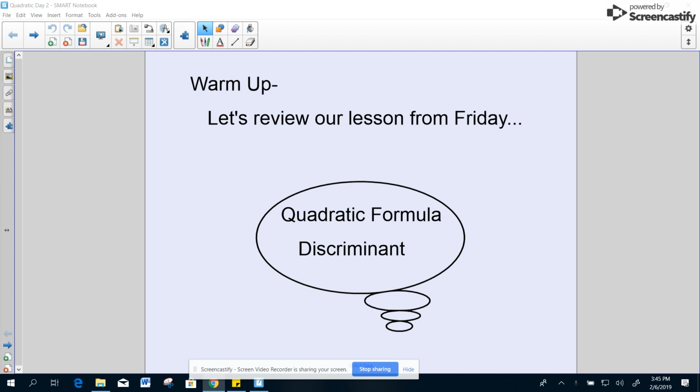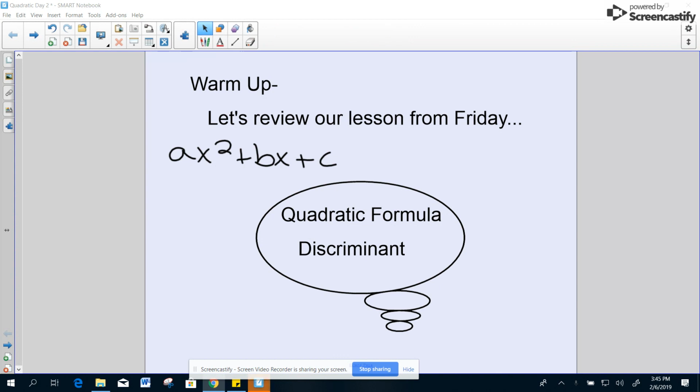Let's review. Our lesson from Friday has to do with the quadratic formula. The quadratic formula can only be used if something is written in standard form. Standard form is as follows: ax squared plus bx plus c.